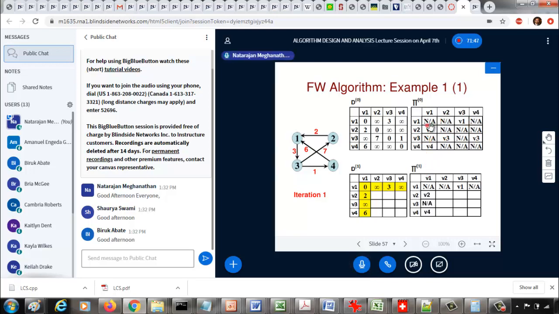If you don't have an edge, that means the edge weight is infinity, the corresponding entry in the predecessor table is not applicable, meaning null. We don't know anything currently, so we can keep it null or not applicable. That is how you initialize the distance matrix and the predecessor matrix. So you have a graph of 4 vertices. We have to go through 4 iterations.